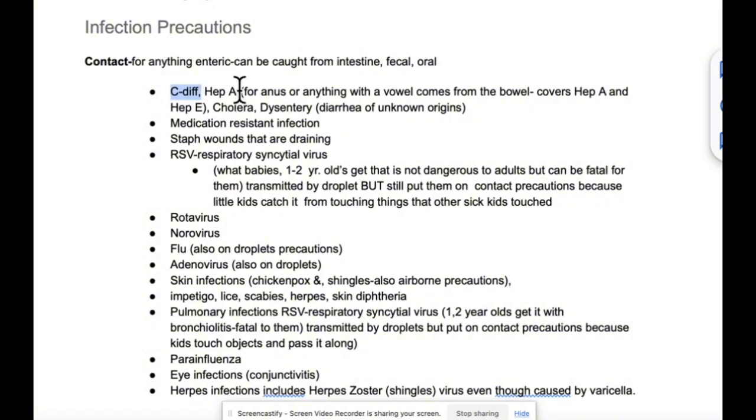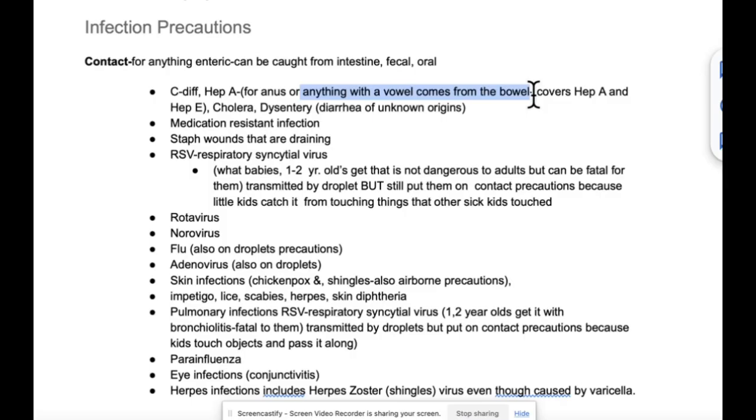Okay. Hep A. We say A is for anus. All right. So anything also, one way to keep up with your hepatitis conditions, A and E, all right, is that anything with a vowel comes from the bowel. Okay. Hep A. Anything with a vowel comes from the bowel. That covers Hep A and Hep E. Okay. And I like to think of Hep B as, okay, B for blood, right? So you're thinking about the blood-borne pathogens there. Well, shoot, that covers about three of the hepatitis versions that you might get on the NCLEX, right?